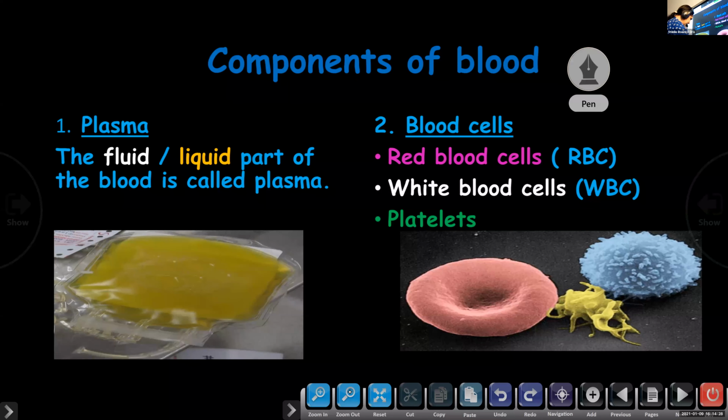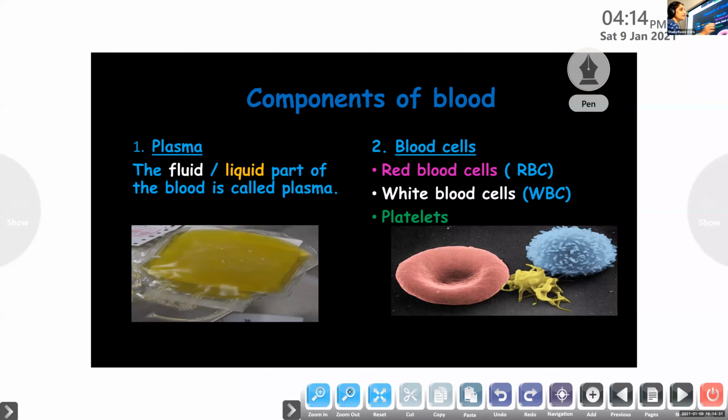I hope you can see it. Components of blood. Which are the components of blood? There are two components. Now we are learning the circulatory system, first part, blood. Blood has two parts. How many parts are there for blood? Two parts. You can say it together, no problem, but somebody should respond.